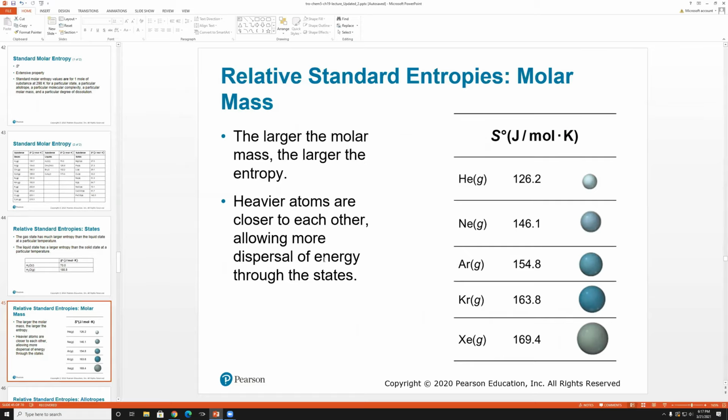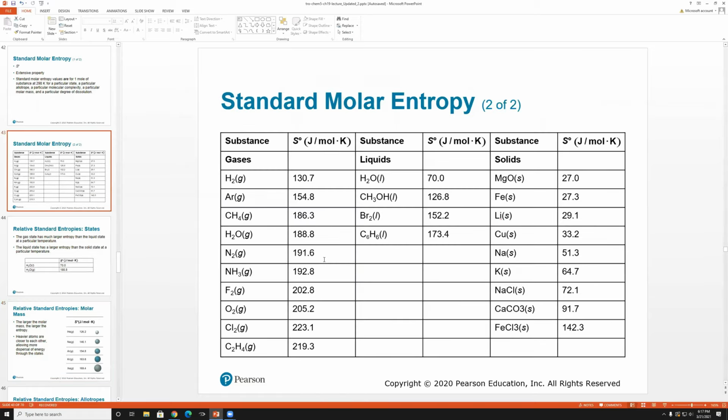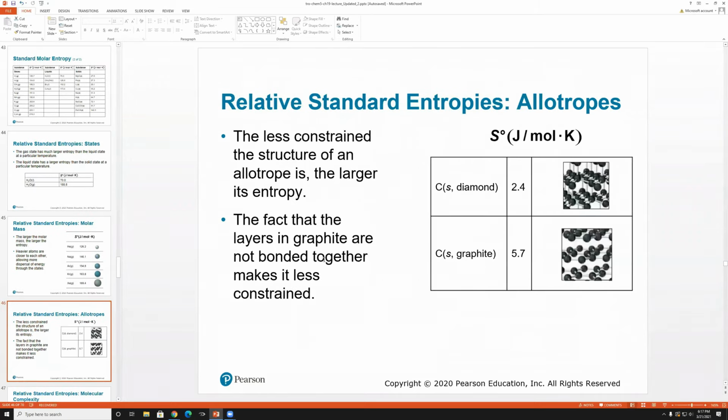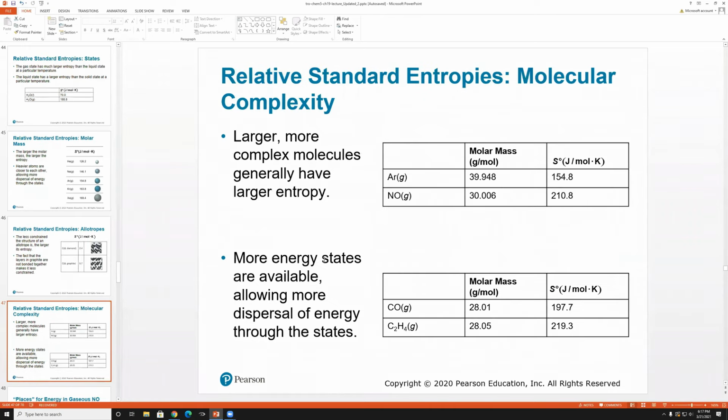And also it depends on molar mass. So it depends on the state. It depends on the molar mass, meaning the larger atoms have more entropy because they have more places for electrons to go and more movement. It also depends on the three-dimensional bonding formation in, let's say, an allotrope. An allotrope is just a three-dimensional structure, a crystal structure of an element that can form different types of allotropes, like carbon could be graphene, graphite, diamond, and other things as well. So that's an example of an allotrope.